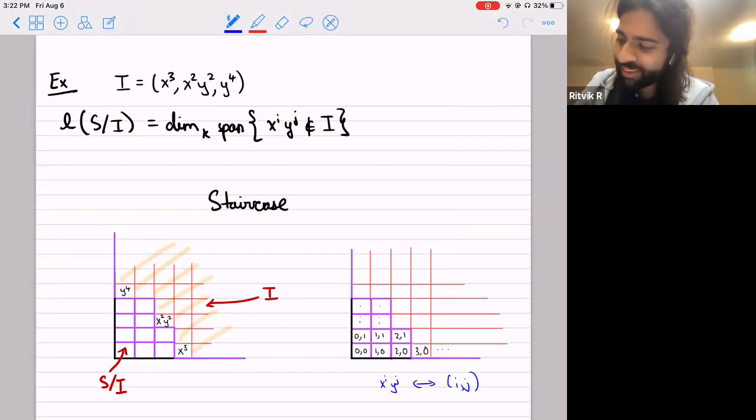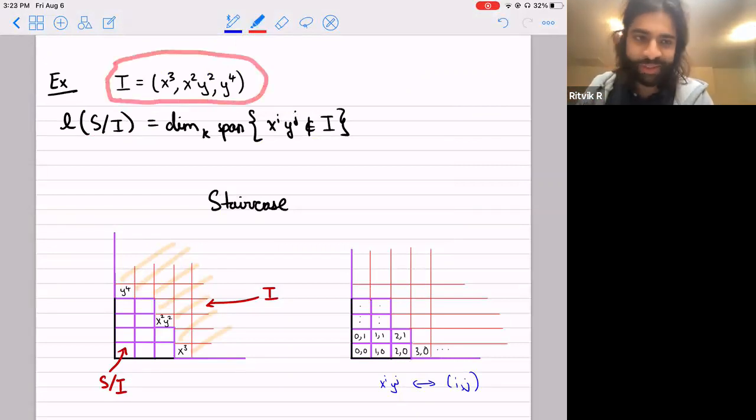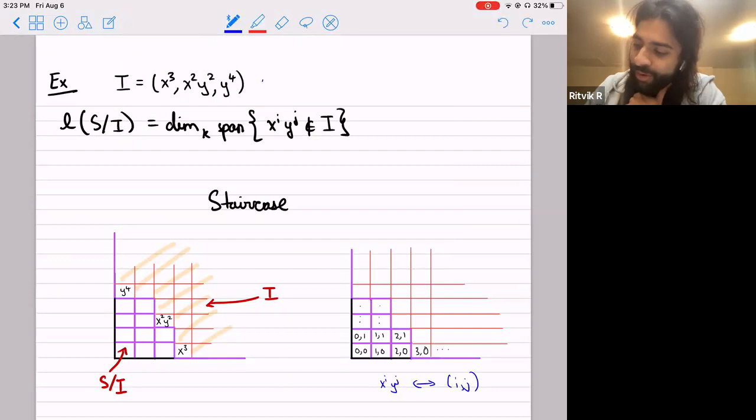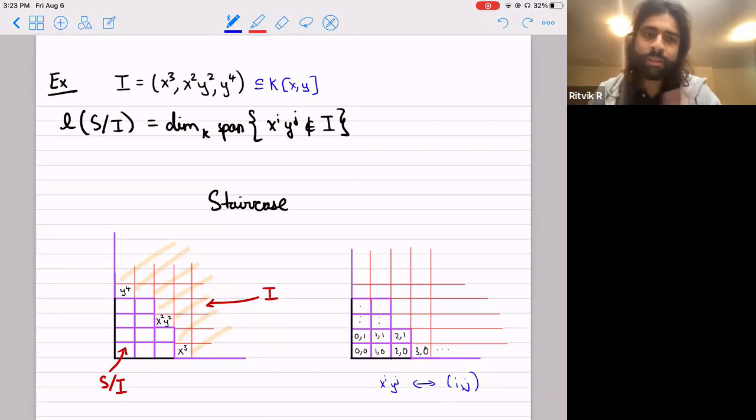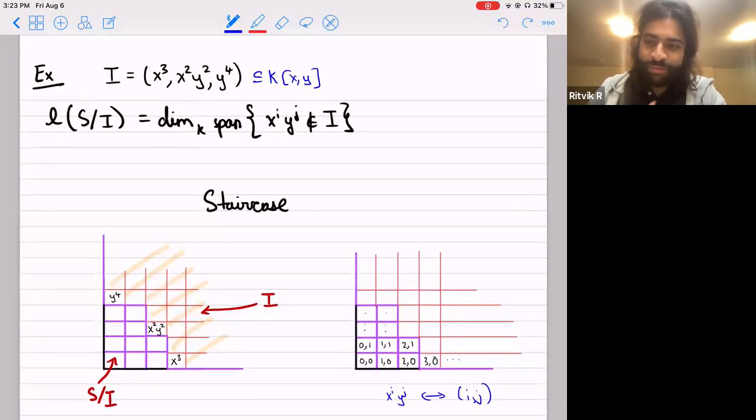This is where pictures come in. So here's our ideal. This will be the ideal we'll do everything with for the next 10, 15 minutes. So you're in the polynomial ring in two variables. Three generators: x cubed, x squared y squared, and y to the 4, okay? And I want to compute its co-length. So I want to compute the length of S mod I. And what is that? Well, that is precisely the dimension of the span of all the monomials not in the ideal, okay? If you find a basis for S mod I, you get this length, right? Very zero dimensional. Okay, so the combinatorial way to do this is as follows.